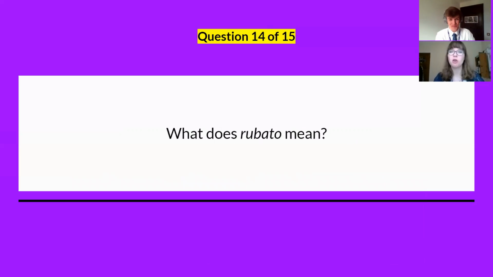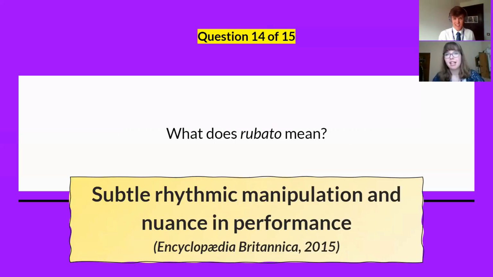Question number 14, what does rubato mean? Now, it's an encyclopedia definition, which is on the screen. But kind of in a literal sense, it means pulling the music around. So it's kind of what we call being musical. It's not adhering exactly to the rhythm on this page, but kind of pulling it around a bit, making it feel musical and actually like there's someone singing it and not just a robot.